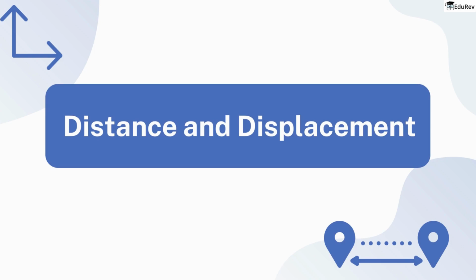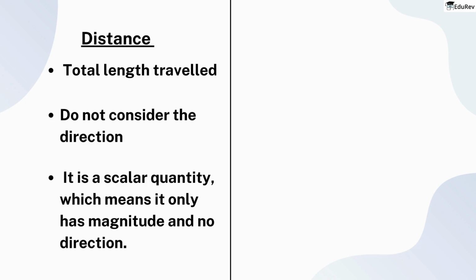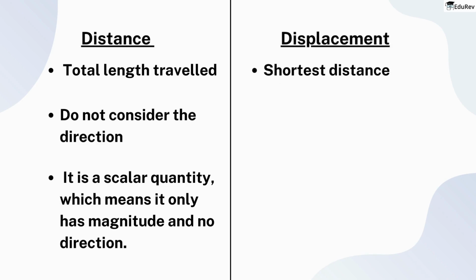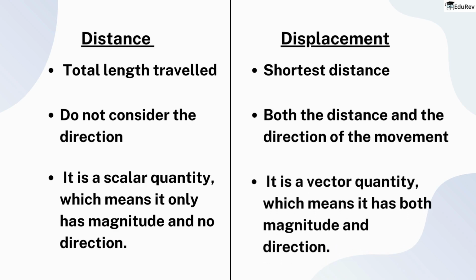displacement. Let's discuss them side by side, with examples and their mathematical representation. So, distance is the total length traveled by an object without considering the direction. It is a scalar quantity, which means it only has magnitude and no direction. While displacement, which is the shortest distance, takes into account both the distance and the direction of the movement. It is a vector quantity, which means it has both magnitude and direction.